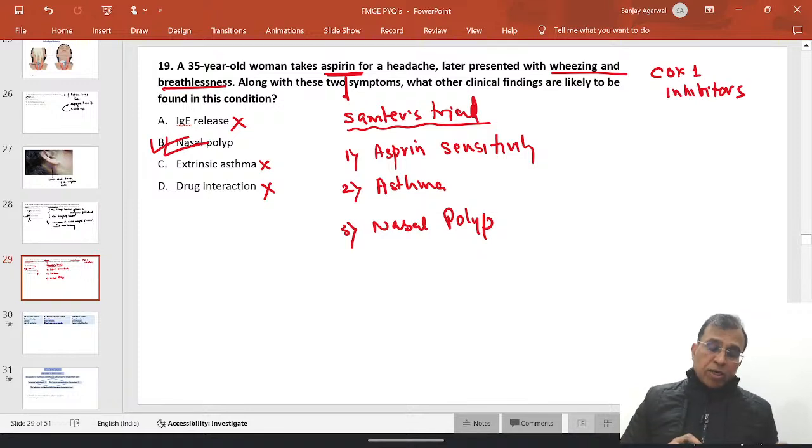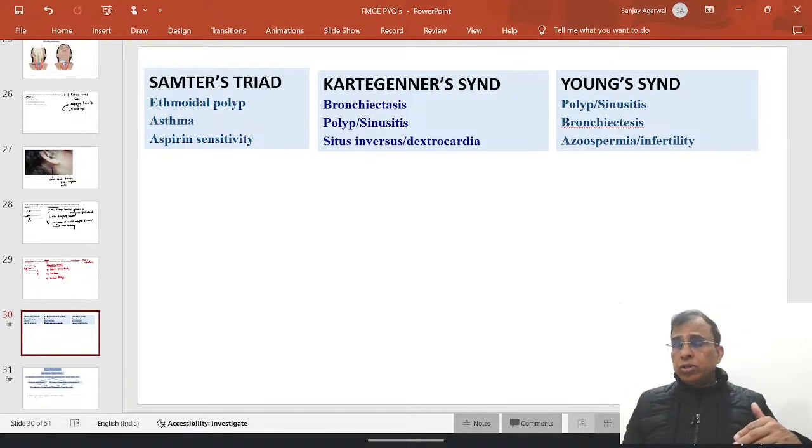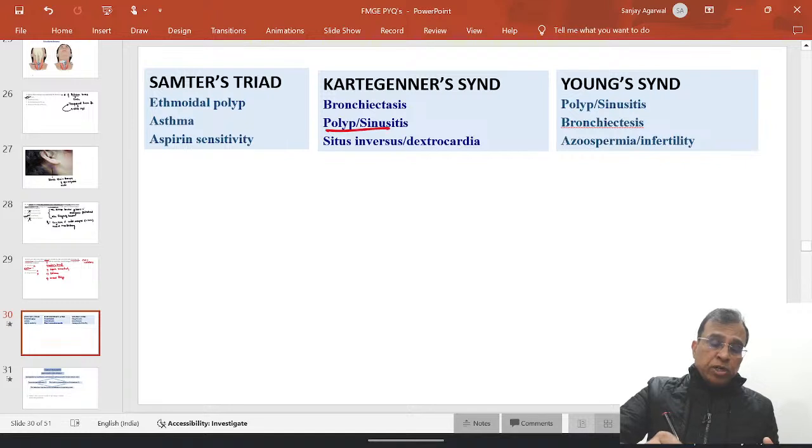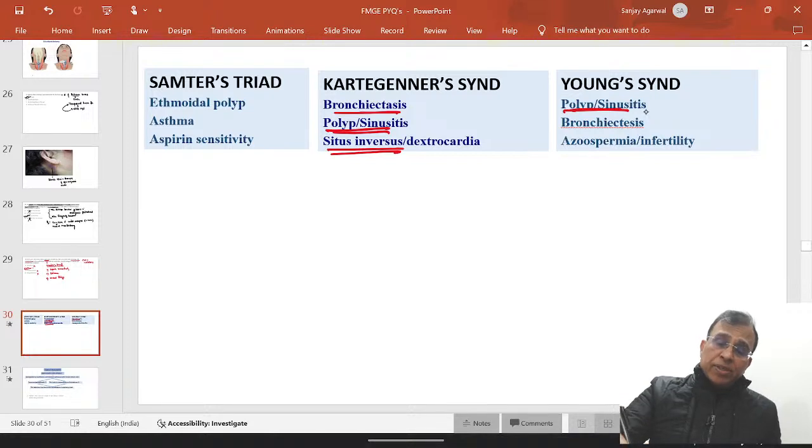Now, along with Samter's triad, there are two more syndromes related to nasal polyps. This is what they have asked twice in the last few years. Polyp, asthma, aspirin sensitivity we have discussed. But just remember, two more syndromes are possible with nasal polyps. There is a polyp here, polyp here. So it can be seen in Kartagener syndrome. In Kartagener syndrome, there is bronchiectasis as well as situs inversus. And in Young syndrome, two are the same. Polyp and bronchiectasis are the same, but the third one is different, which is not situs inversus but azoospermia.